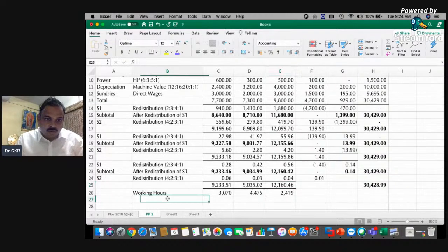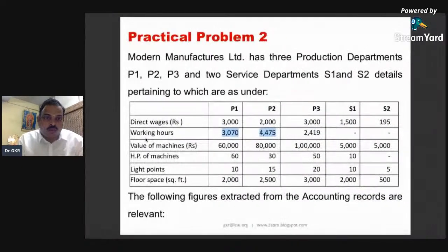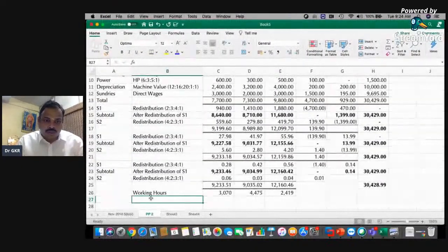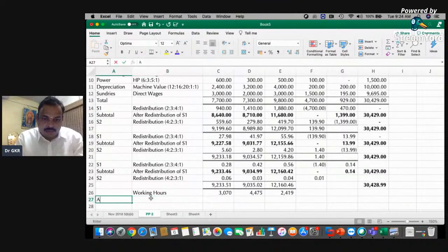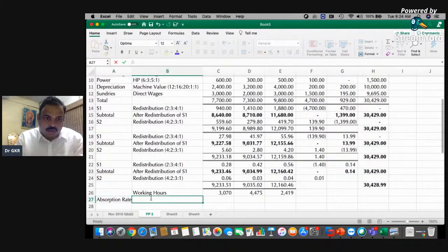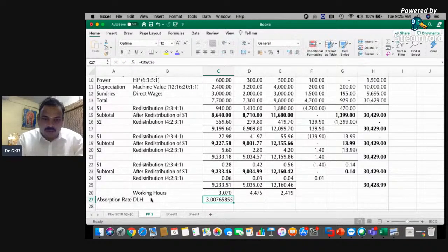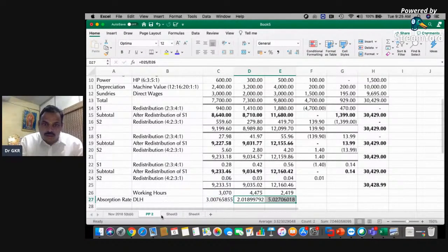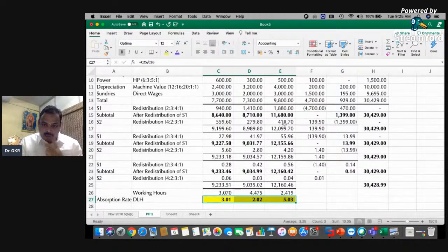Okay. So this is actually per working hour, so you can call it the absorption rate. Absorption rate is per direct labor hour, which is 9233.51 divided by 3070. So almost 3 rupees. So this is your average. This is your answer. So 3 rupee 1 paisa, 2 rupee 2 paisa, 5 rupee 3 paisa.